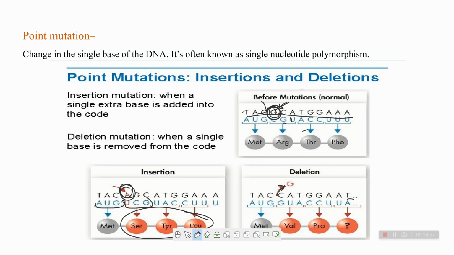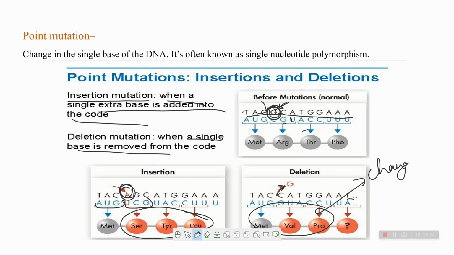So what happened? Here also the nature of the protein will be changed. So after insertion or deletion, by both processes, there is a change in the property of the protein. So this is a very harmful process. Deletion means when a single nucleotide is removed. Insertion means when a single extra base is added into the codon. This is known as insertion.